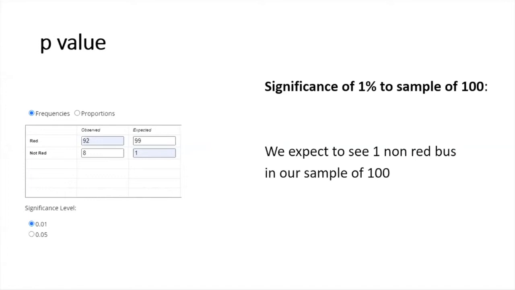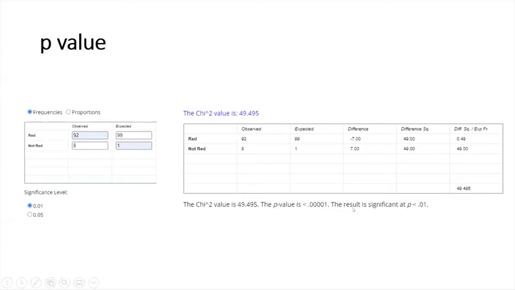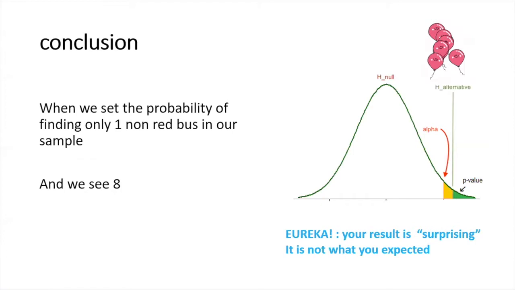And when we do the test, guess what? The result is significant. Wow, happiness. So what does this mean then? What it means is, when we set the probability of finding only one non-red bus in our sample and suddenly eight come along, our result is now surprising. Our p-value, our probability, is outside the standard deviation. It is not what we were expecting.